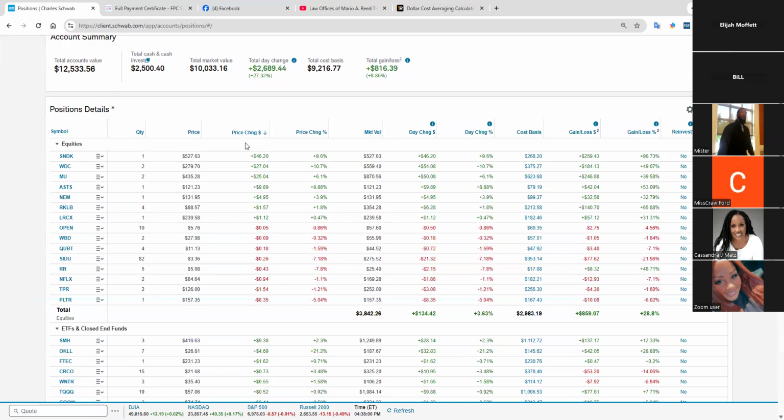Okay, so now we're going to delve into the meat and potatoes of this process. I've transferred the $2,500 into the brokerage account. It's there and available for me to purchase whatever equities and positions I want. Because it's after 3 p.m. Central Standard Time, we're going to be operating off of extended hours trading.